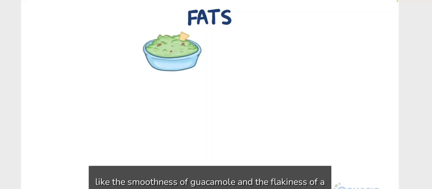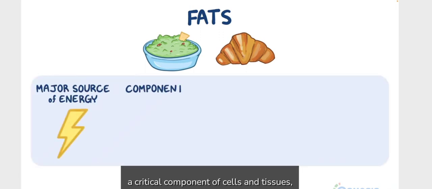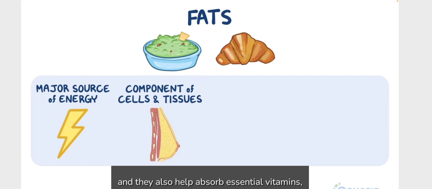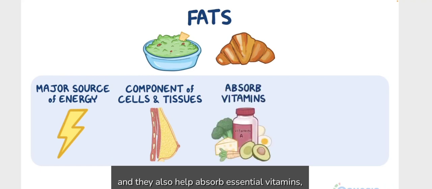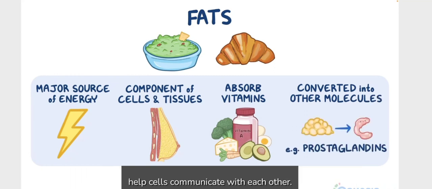Like the smoothness of guacamole and the flakiness of a croissant. Fats are also a major source of energy and a critical component of cells and tissues, and they also help absorb essential vitamins, and can be converted into other molecules like prostaglandins, which help cells communicate with each other.